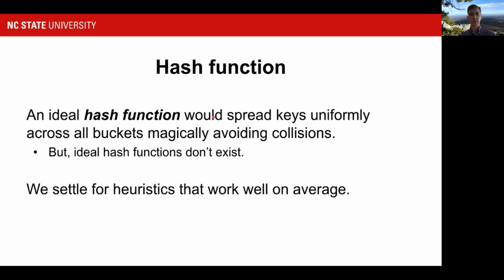Okay, so an ideal hash function, or a perfect hash function, would spread keys uniformly across all buckets, magically avoiding collisions. If I have a length 100 hash table and 100 items to insert, that hash function would perfectly spread the items across all 100 entries without there ever being a collision. That's the ideal scenario; some sort of oracular knowledge could allow you to do that. But in the real world, we don't have ideal hash functions, so we settle for heuristics that work well on the average case. You run the program, you count how many collisions happen, and you figure out that some hash functions work better than others, and we pick the ones that work better.